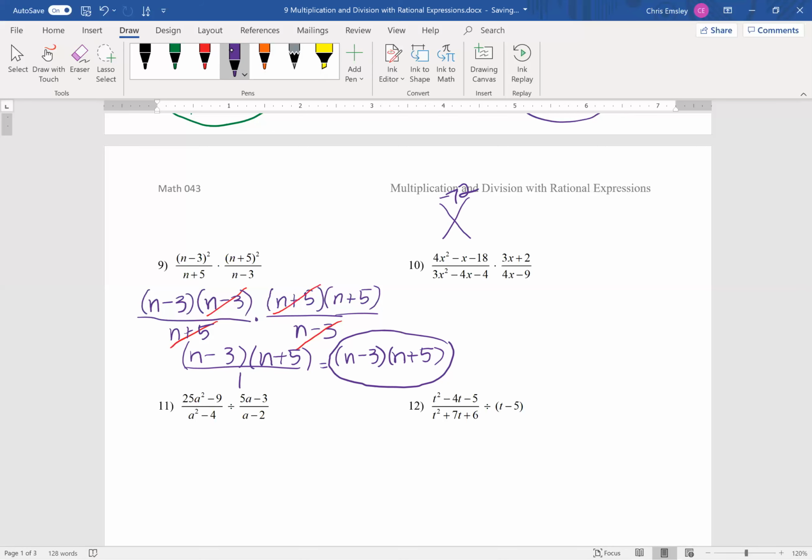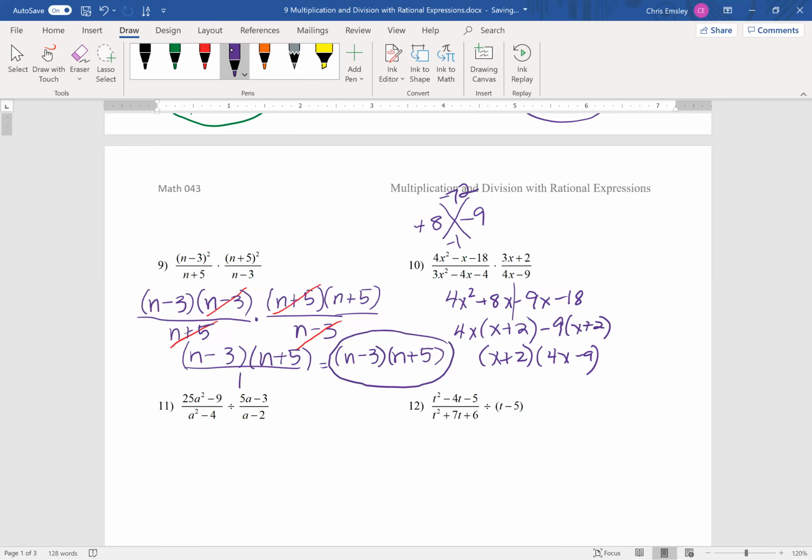And our inner product, our middle term, is a negative 1. So 72 would be 8 times 9. To get a negative 1, I mean a minus 9 and a plus 8. So if we want to write that out, 4x squared plus 8x minus 9x minus 18. Factor by grouping, we can pull out a 4x, and we can pull out a negative 9. So that means that first numerator is going to factor into x plus 2 times 4x minus 9.